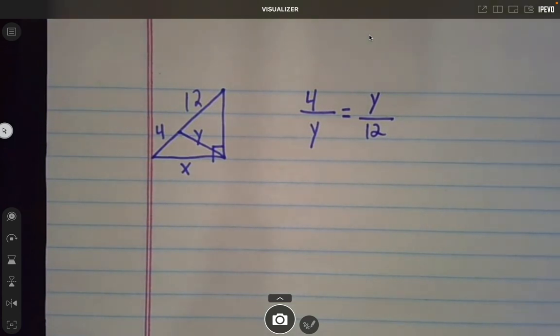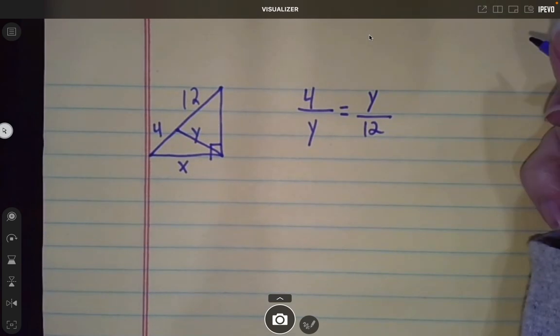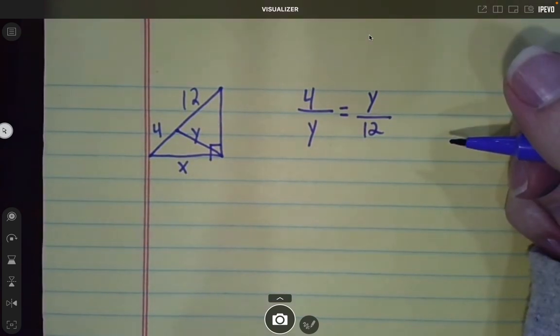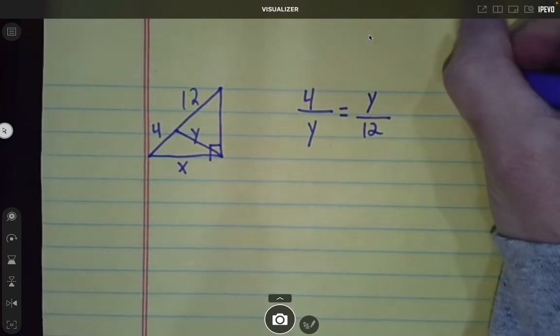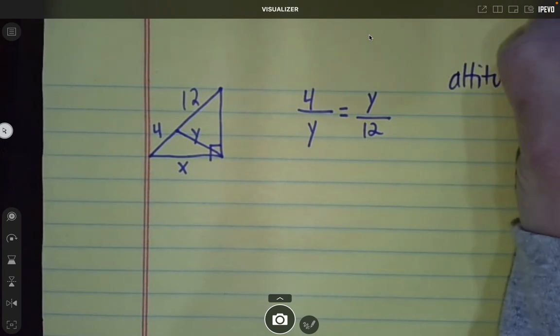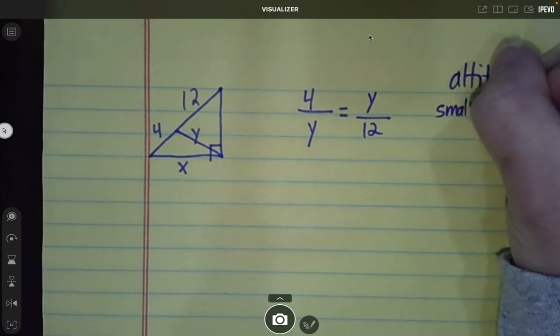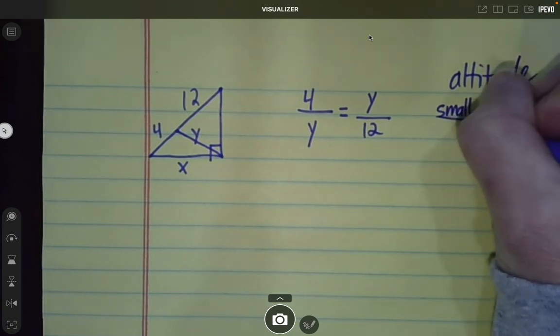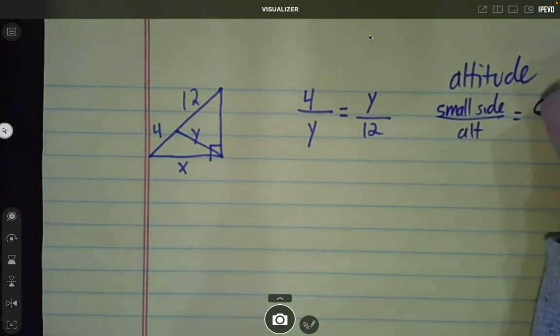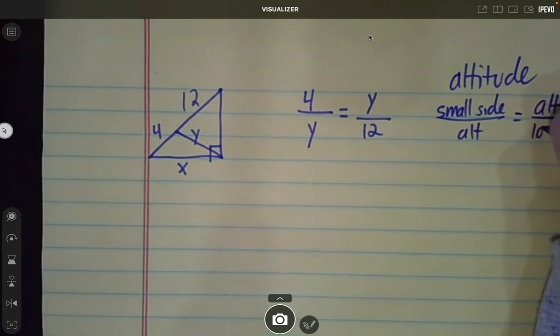It's just the formula, because this one's for the altitude. So for the altitude, let's write this down. The altitude is the height. For the altitude, you'll do small side over the altitude equals the altitude over the longer side.